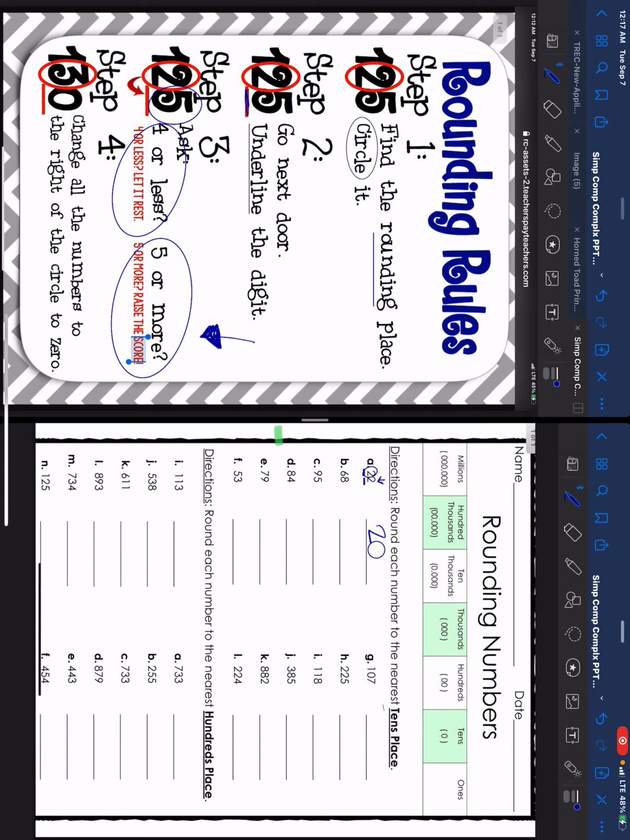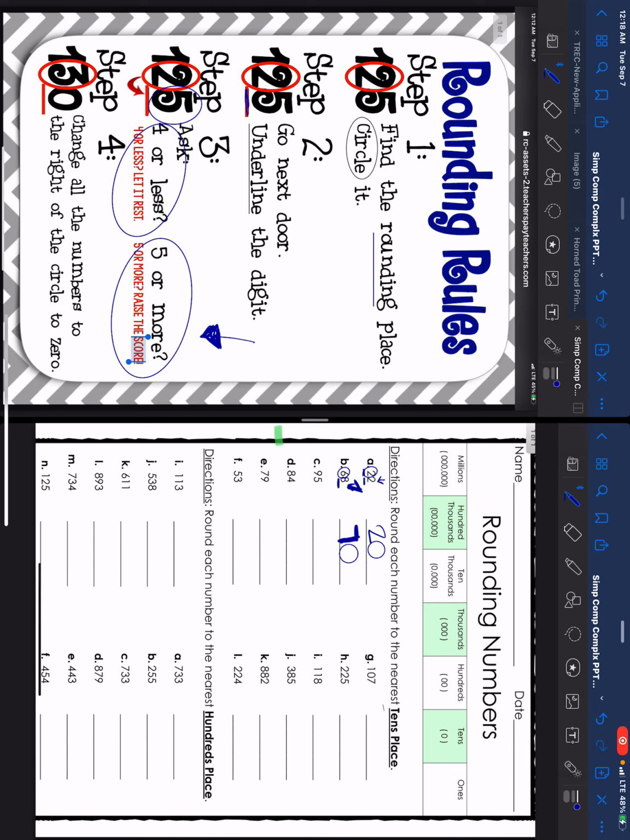And now we've got 68. Step 1 says, find the rounding place. They told us to round to the nearest tens. All right, step 2, go next door, underline the digit. Step 3, 4 or less, let it rest. Well, it's not 4 or less, it is 8. So we got to round up. 5 or more, raise the score. So that 8 tells us that the 6 has to go up to 7. And then all numbers to the right of the tens place become zeros.